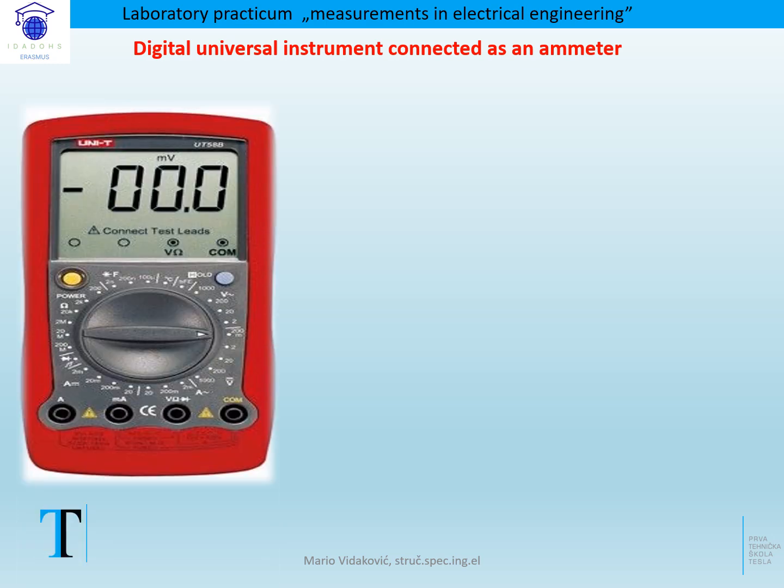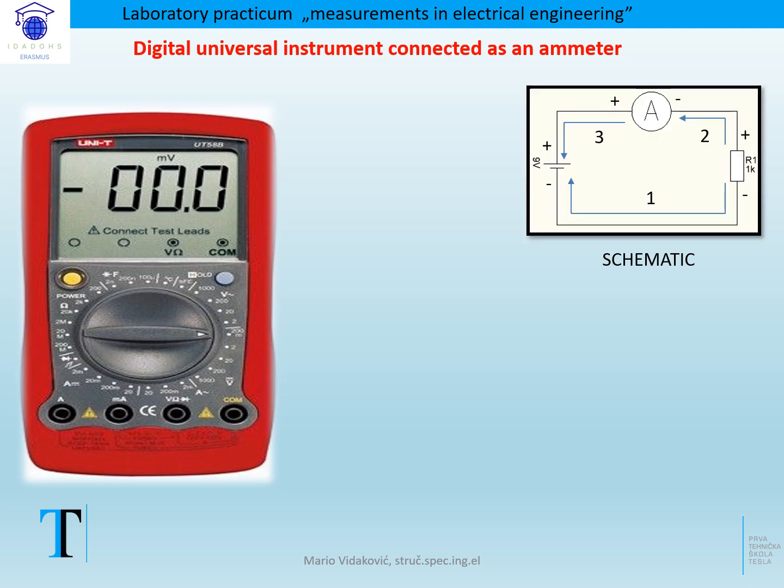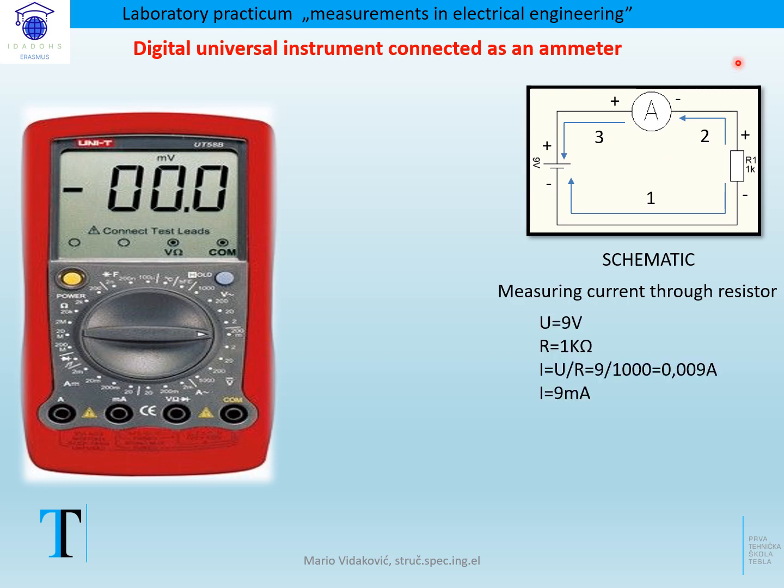The schematic is like this: we have a source, an ammeter, and a resistance, and this is how we need to connect the circuit. In the circuit, we are measuring current through the resistor, where the voltage is 9 volts and the resistance is 1 kilohm. Ohm's law: U divided by R, 9 divided by 1000 is 0.009 amperes, and that current is 9 milliamperes.